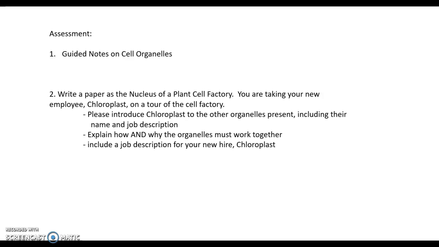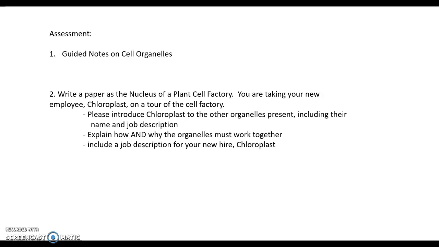Okay, so as you write your paper, I need you to introduce the chloroplast to the other organelles that are present, introducing them using their name. So, hi, this is endoplasmic reticulum, and explain what the job of each of those organelles is. Okay, so you're going to tour through, making sure to discuss each organelle present in plant cells. Okay. Most importantly, explain how and why the organelles must work together.